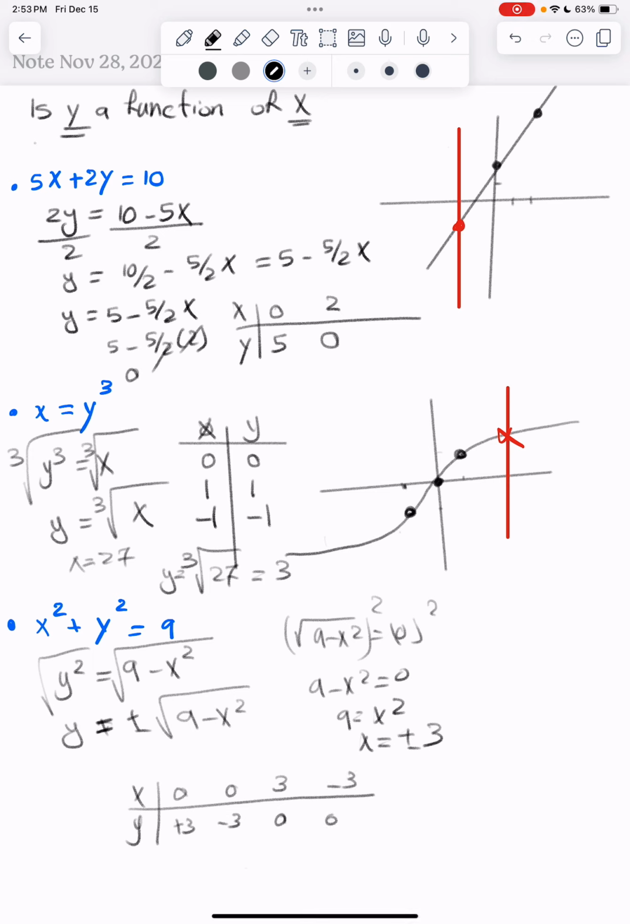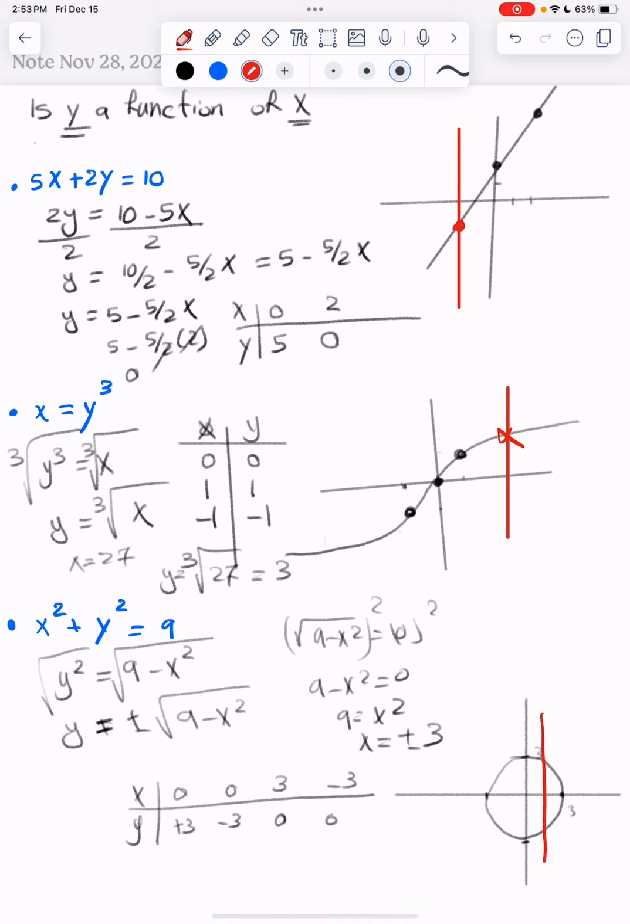So here we know for sure that this is a circle, and so it's not a function. So we have a 3 here, a 3 here. Let's say these are 3. So this is a circle that passes through these points. And obviously, if I run my vertical line test, it will cross it in more than one point. So we say that this is not a function.